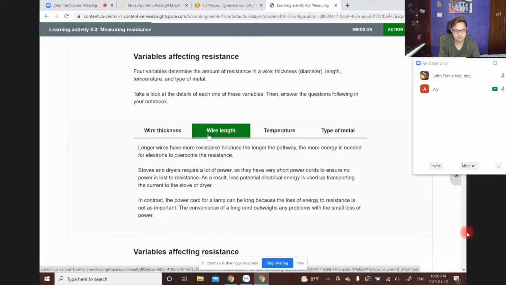In contrast, the power cord for a lamp can be long because the loss of energy to resistance is not as important. The convenience of a long cord outweighs any problem with the small loss of power.